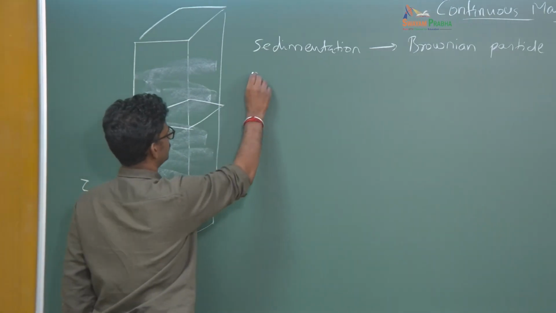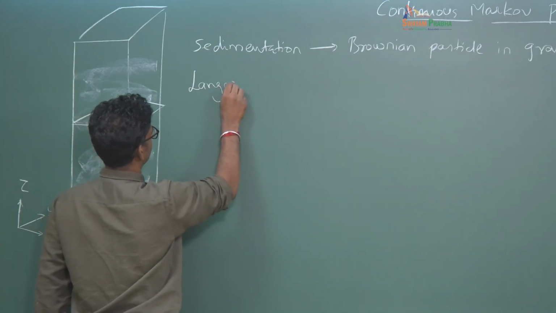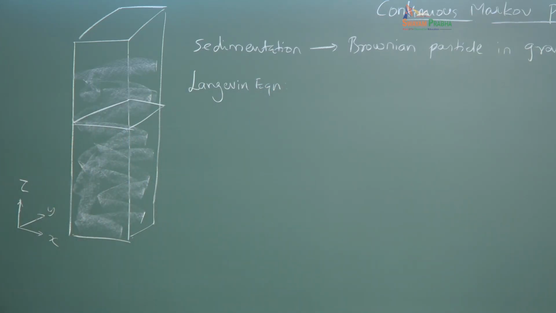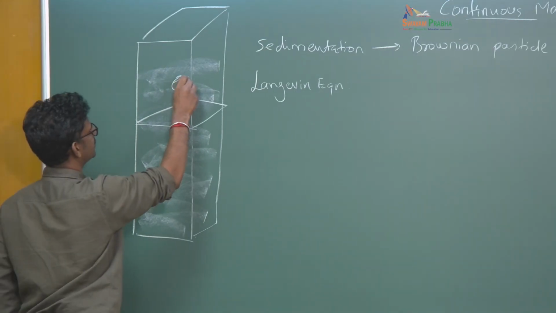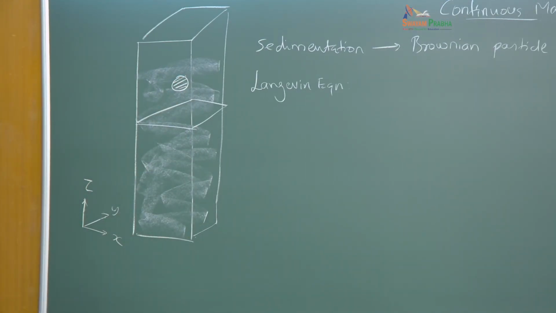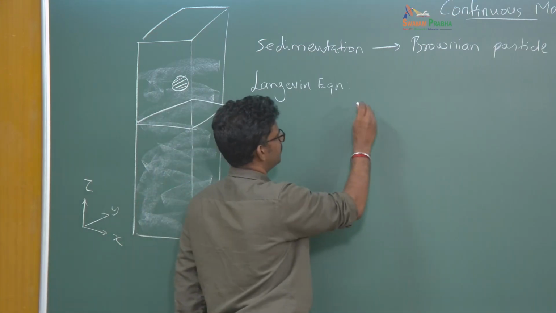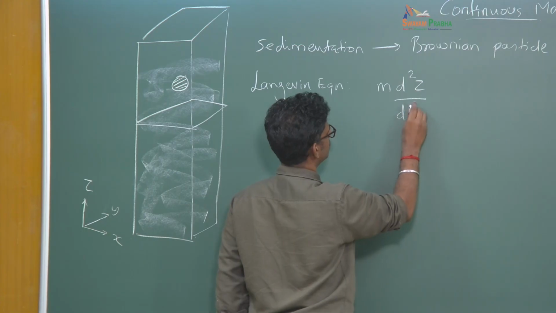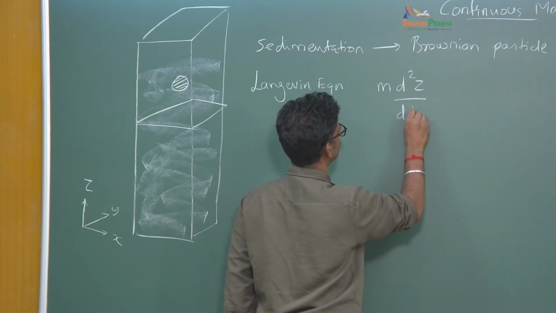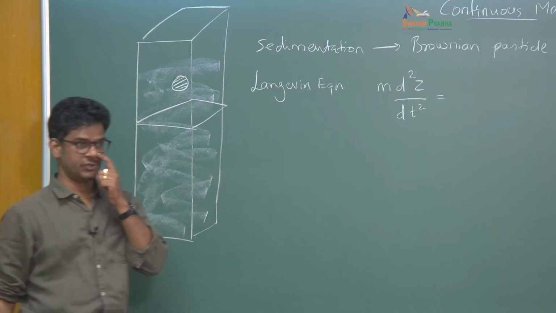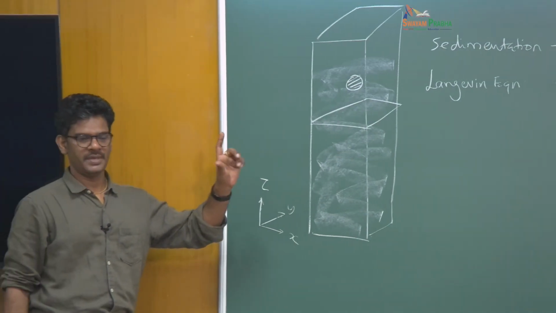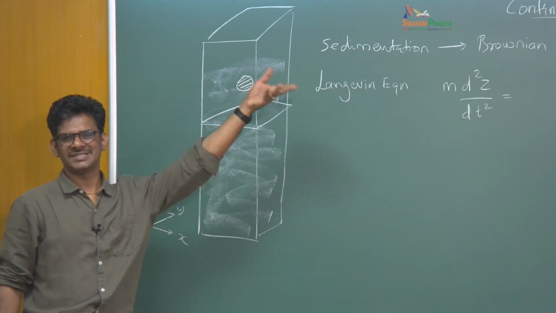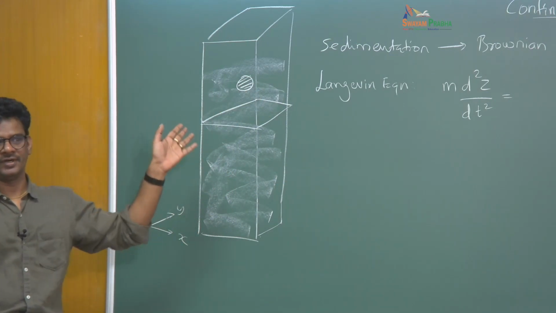So how do we write the Langevin equation for this problem? Imagine you have a particle somewhere here. So the dynamics of that particle, there is going to be a drag. Basically you write the Langevin equation just like you would for a free Brownian particle, but just add the gravitational effect.